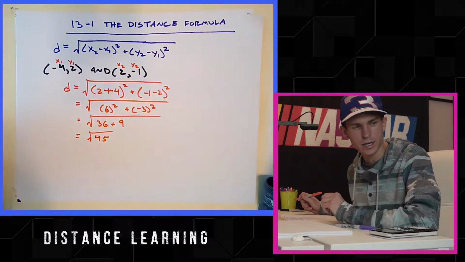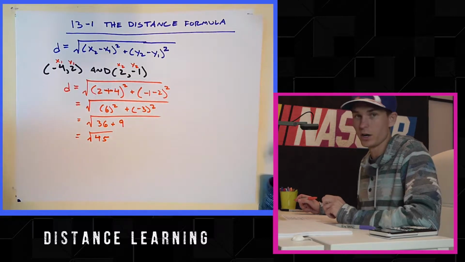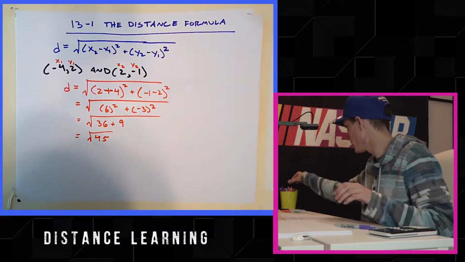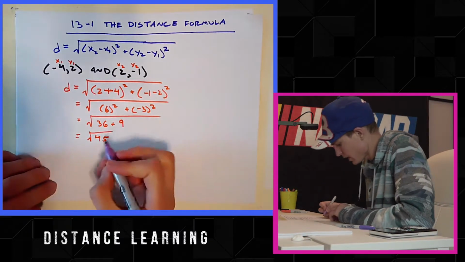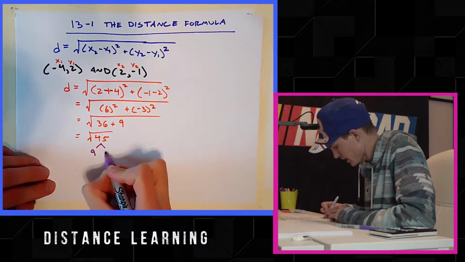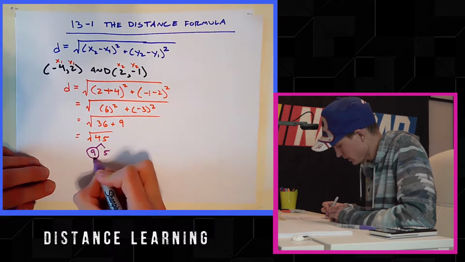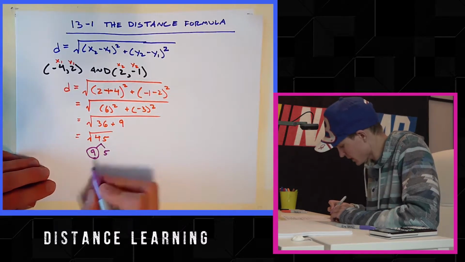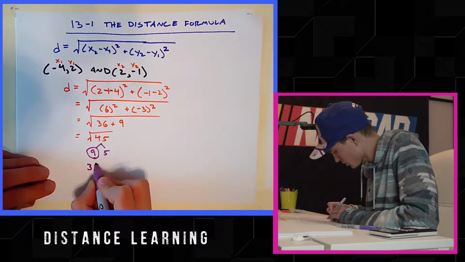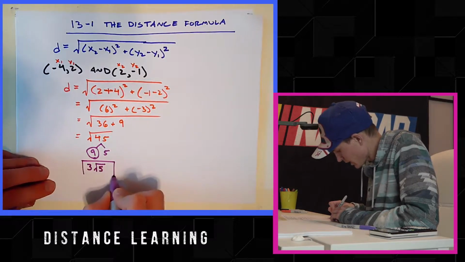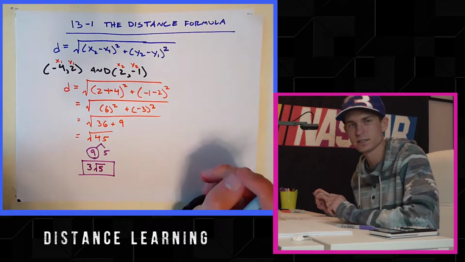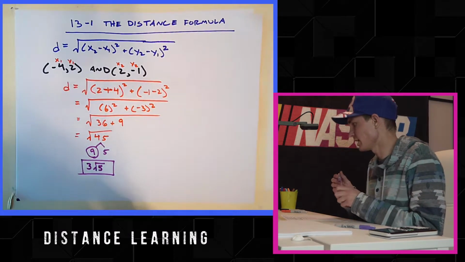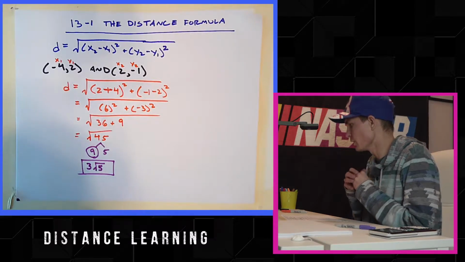And you might be like, cool, I'm done. The answer is the square root of 45. No, it is not. Always, always, always check to see if you can reduce this radical. That is 9 times 5. 9 is a perfect square. That means its square root gets to come outside. So it is 3 square root 5. And that is the simplified distance between these 2 points. I think that's straightforward enough.